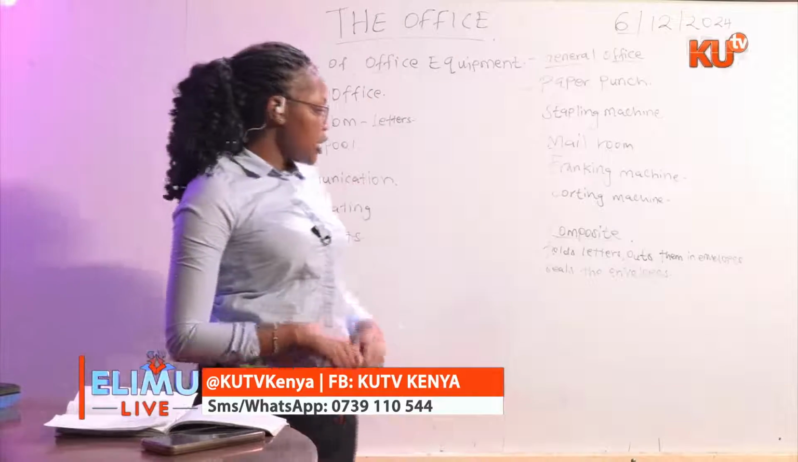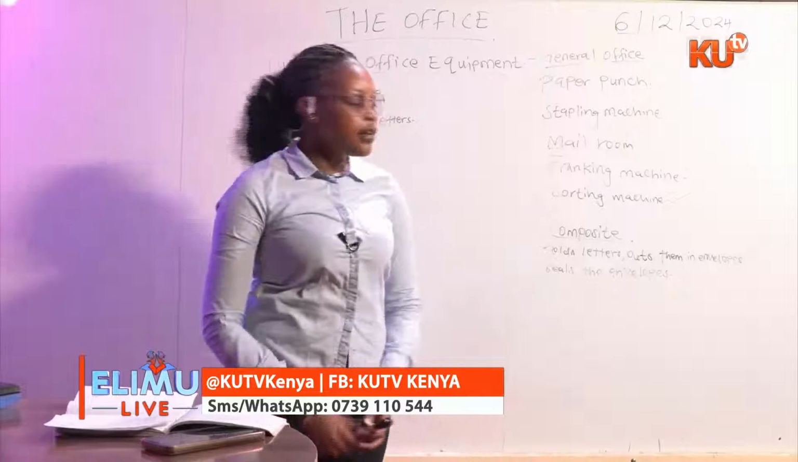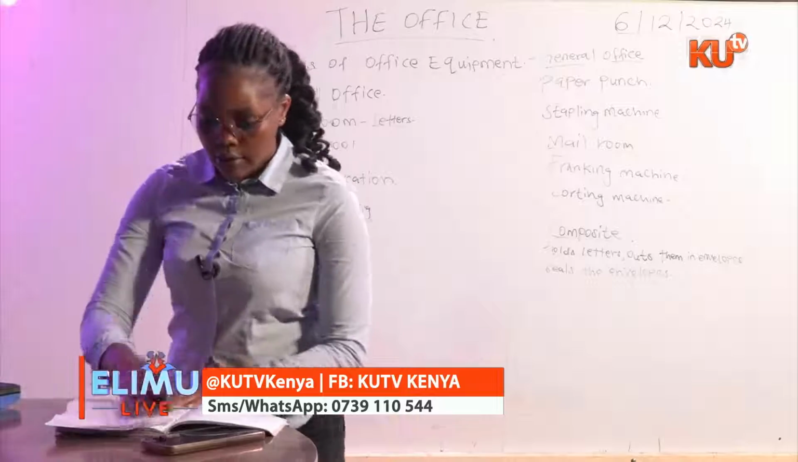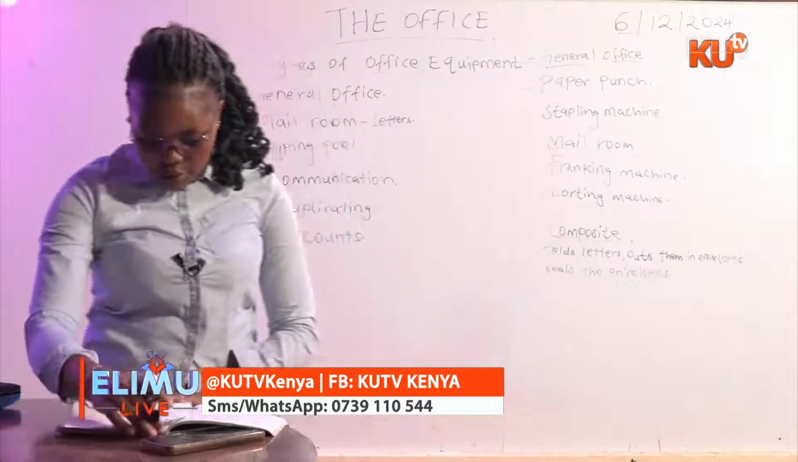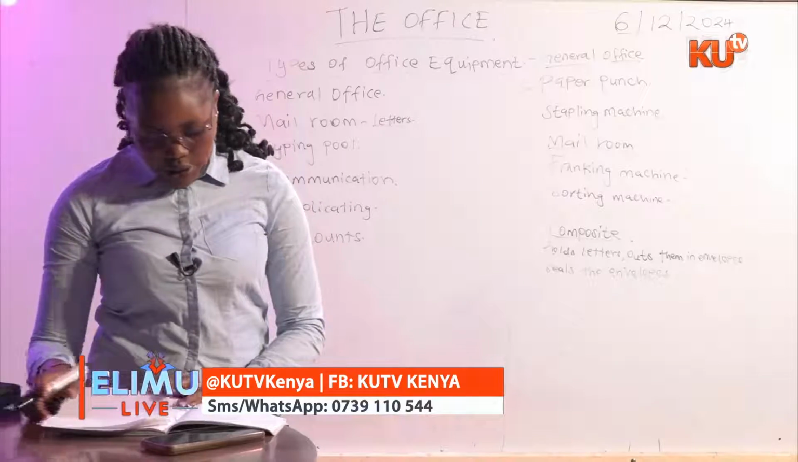It has three functions. First of all, it folds the letters, it puts them in the envelopes, and thirdly, it seals the envelopes all together. So that is the work of a composite machine. It's just like a 3-in-1 machine that has three functions.